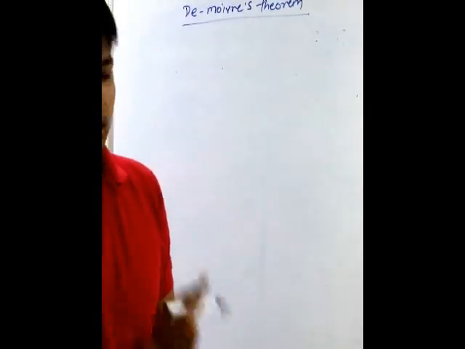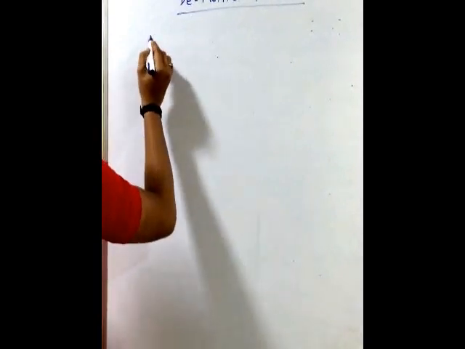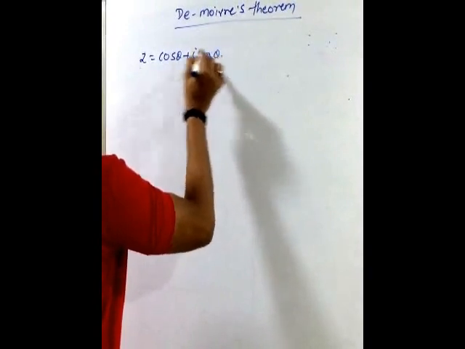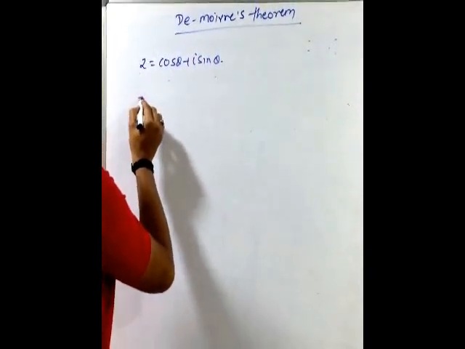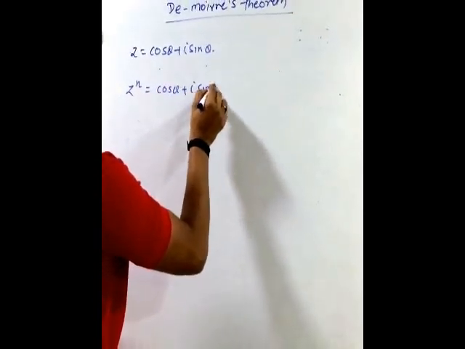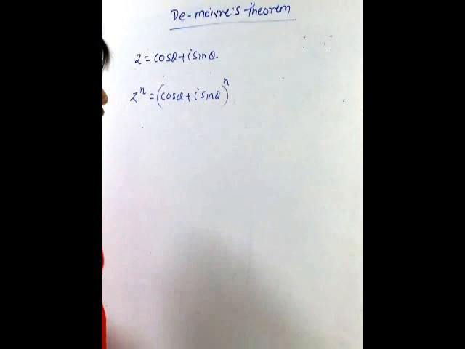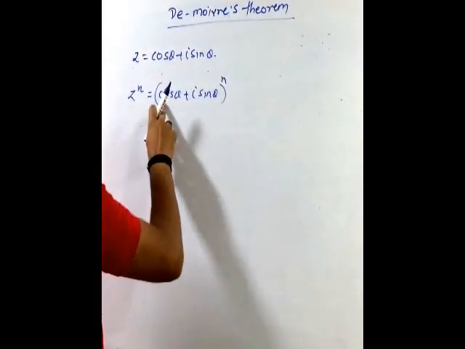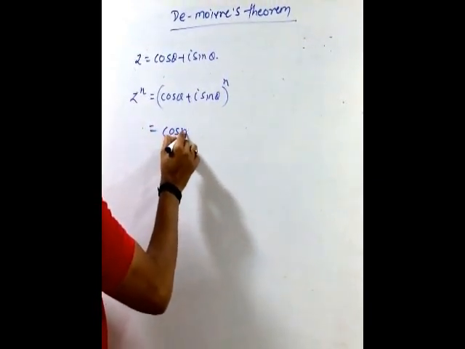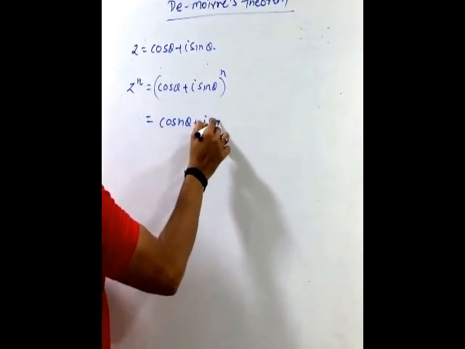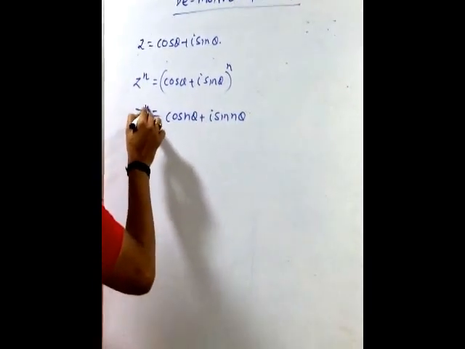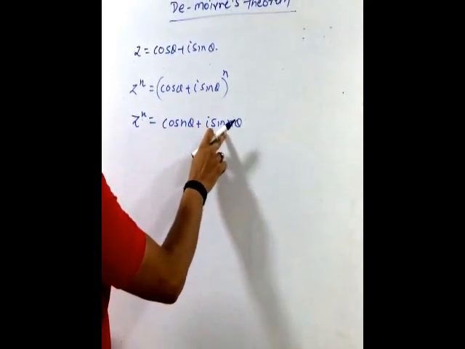What does De Moivre state? De Moivre states that suppose we have the complex number z equal to cos theta plus i sin theta. It means r equal to 1, right? So if we have to find z raised to n, it will be cos theta plus i sin theta raised to n. De Moivre states that the power is n, so it will become cos n theta plus i sin n theta. Got it? So z raised to n equals cos n theta plus i sin n theta.